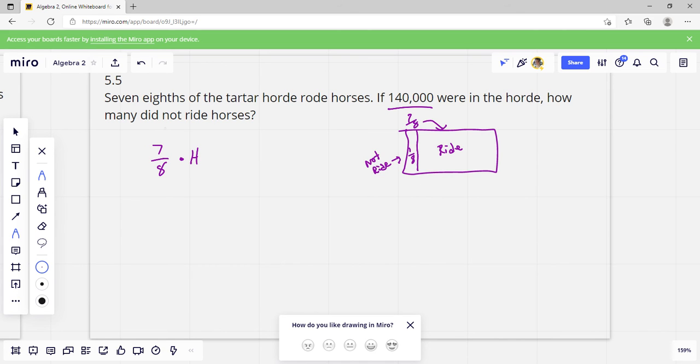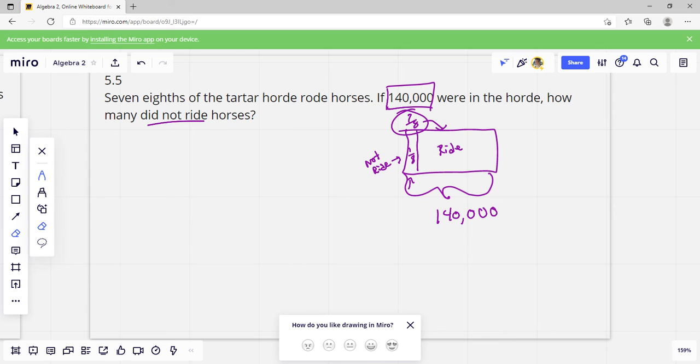How many did not ride horses? So we're not looking for 7/8. We're looking for 1/8 of 140,000. What is 1/8? This number. 8 eighths, right, is the 140,000. That's the whole horde. That's the whole thing. All right, so that means 1 would equal that. All right, so I need to know what 1/8 of 140,000 equals, our number that did not ride horses.